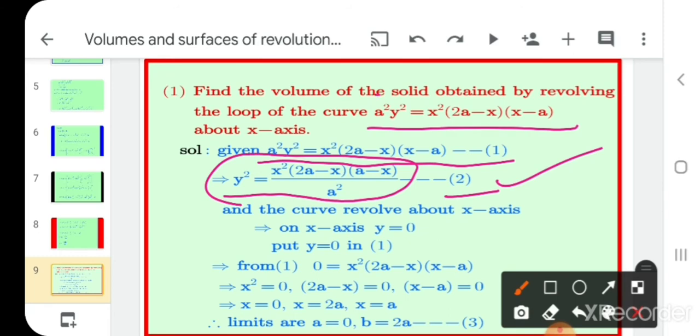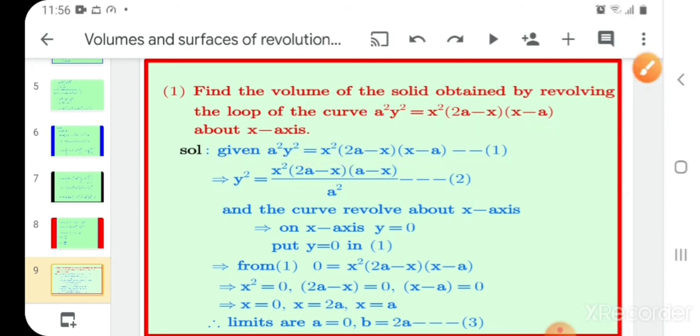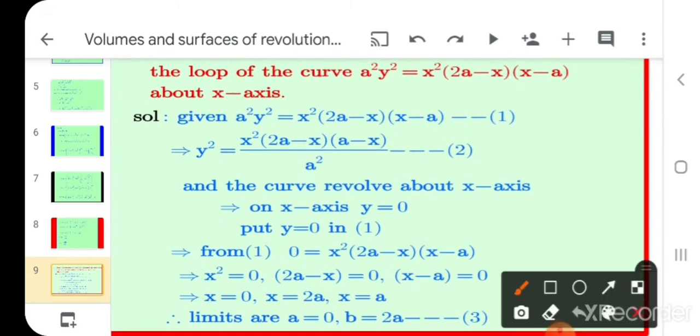What is y square? By sending a square to the RHS, what we get? X square into 2a minus x into x minus a, by a square. This is the given equation. This is the value of y square.